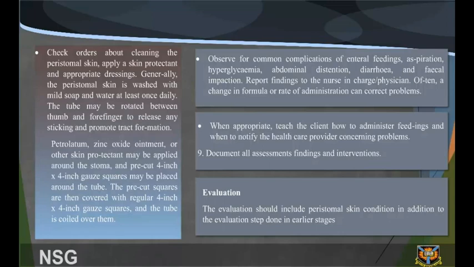Observe for common complications of enteral feedings: aspiration, hyperglycemia, abdominal distension, diarrhea, and fecal impaction. Report findings to the nurse in charge or physician. Often, a change in formula or rate of administration can correct problems. When appropriate, teach the client to administer feedings and when to notify the healthcare provider concerning problems. Document all assessment findings and interventions. Evaluation: the evaluation should include peristomal skin condition, in addition to the evaluation steps done in earlier stages.